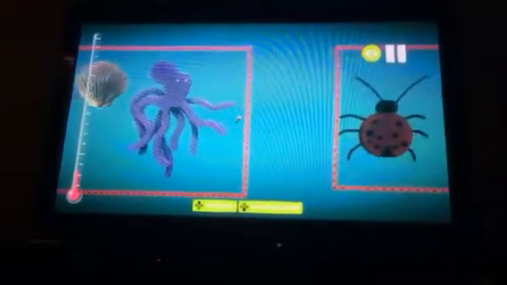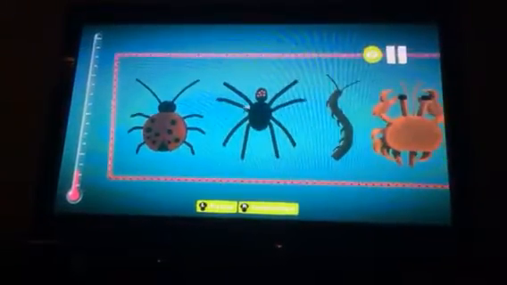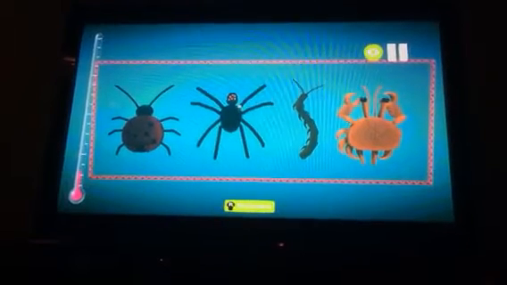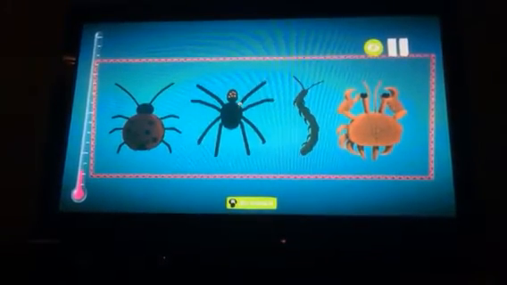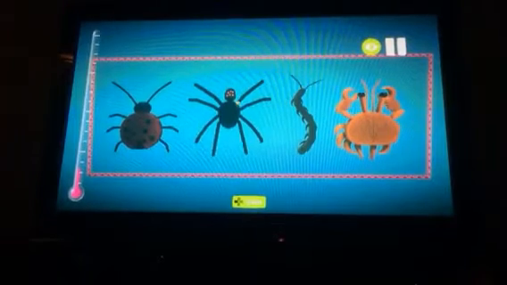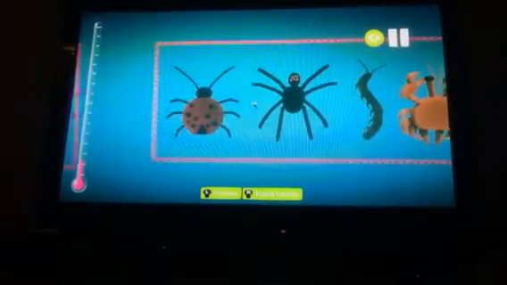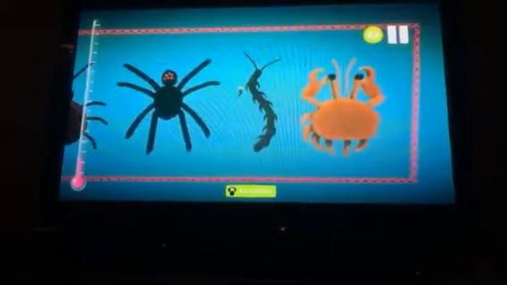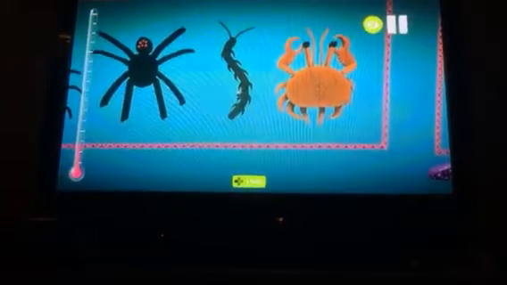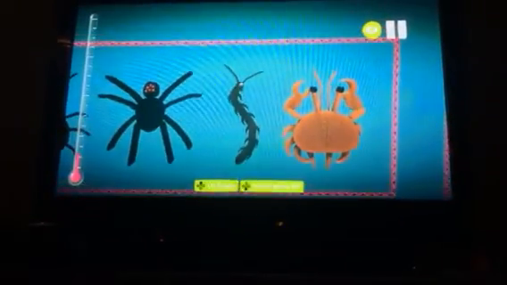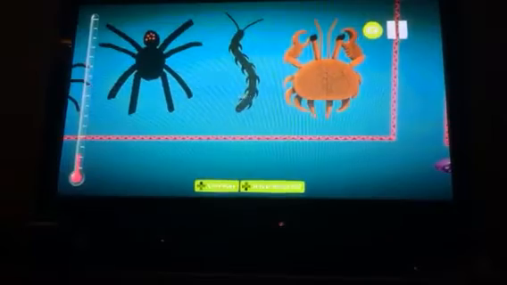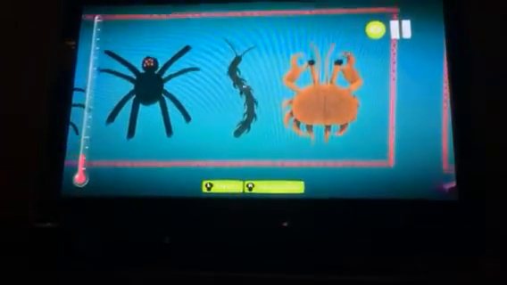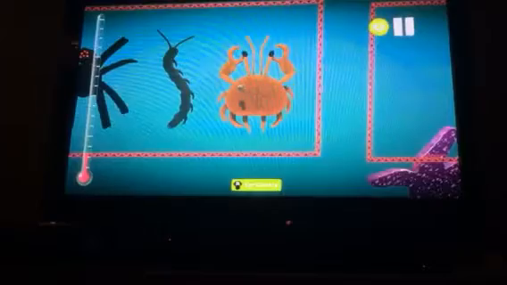Next one up are the arthropods. Arthropods are probably the largest group of invertebrates that there are. Included in these would be insects like a ladybug, arachnids like a spider, millipedes and centipedes, which is represented by this one guy here, and then you've got your crustaceans like a crab.